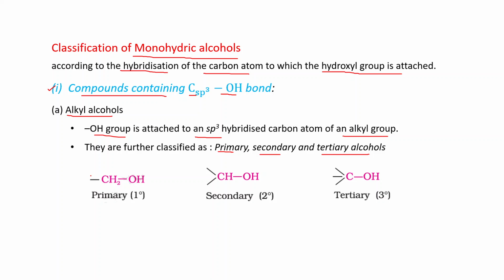For example, this carbon is primary carbon, and this carbon is also sp3 hybrid and OH is attached to this one. That's why this is primary alcohol. Now this carbon is a secondary carbon and sp3 hybrid. How is this secondary? If these two free valencies of this carbon are satisfied by other alkyl groups or other carbon, then this is a secondary carbon. That's why this is a secondary alcohol. Now this carbon is again sp3 hybrid and tertiary. That's why this is tertiary alkyl alcohol.